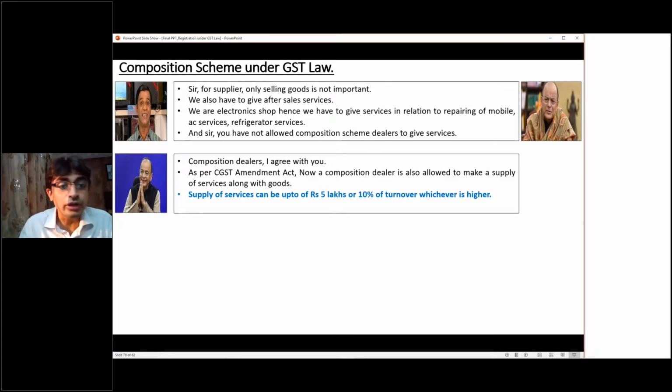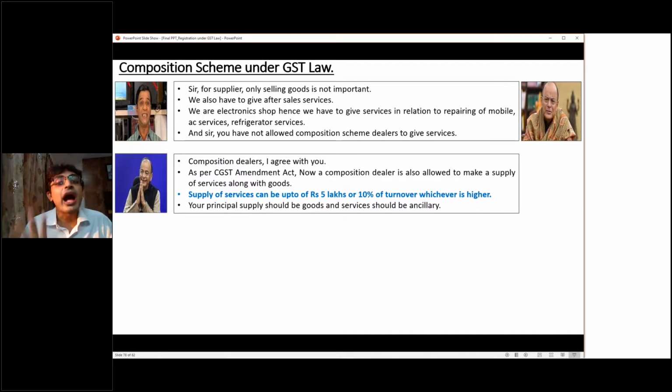you can also give service up to what amount? 5 lakh or 10% of turnover, whichever is higher. How much service you can give? 5 lakh or 10% of the turnover, whichever is higher. So minimum you can give at least 5 lakh.